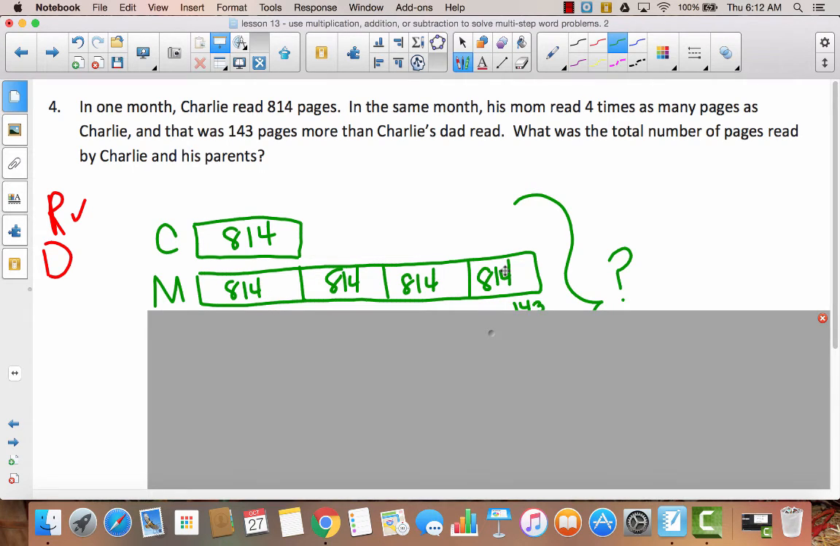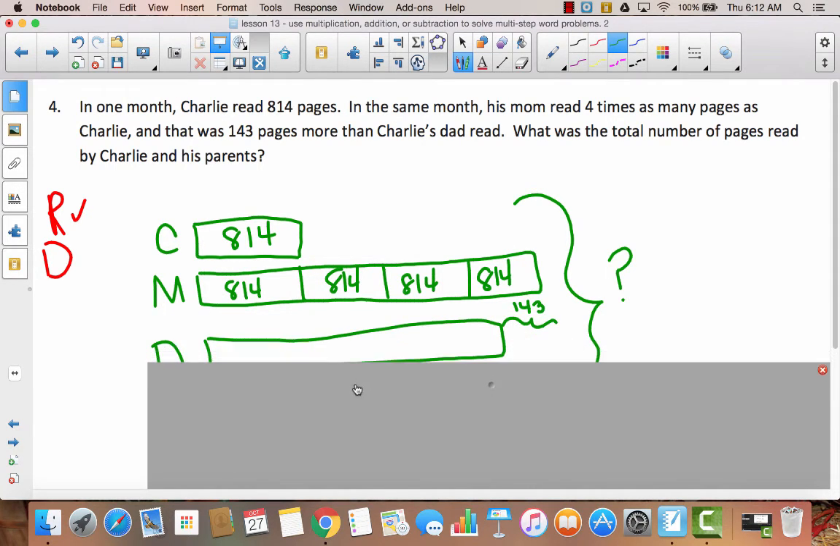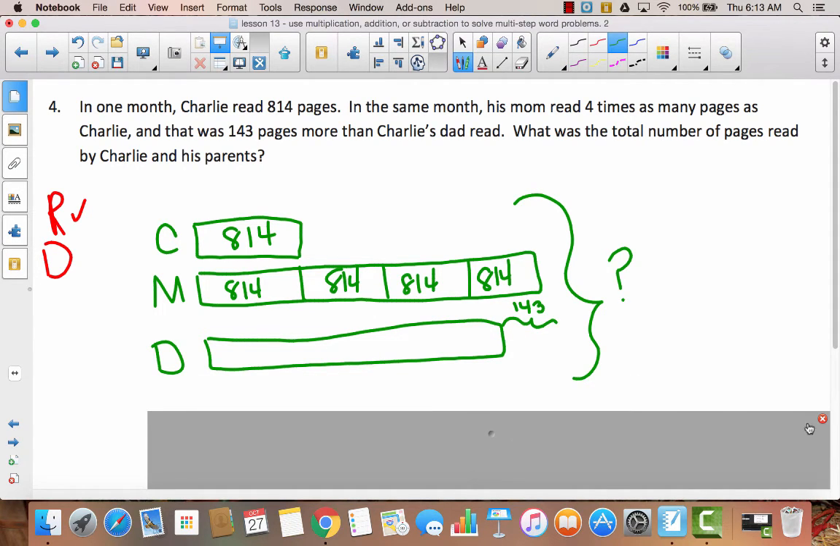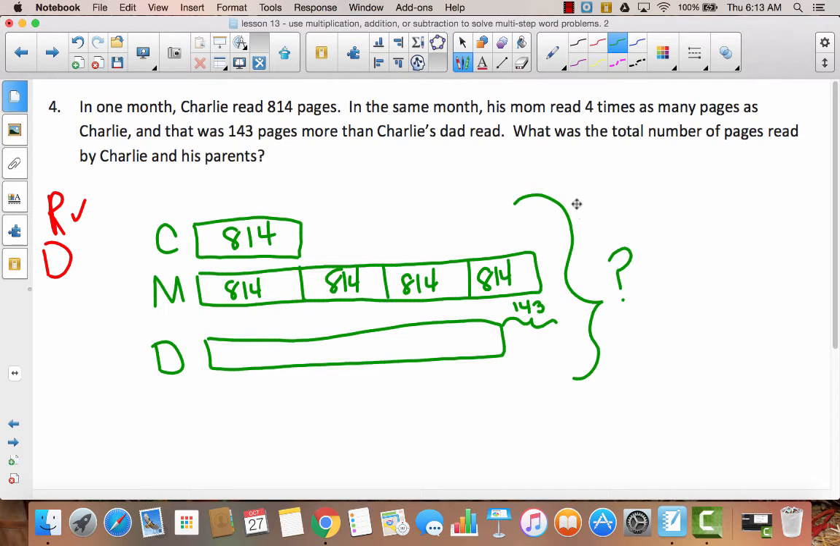Now the wording was a little bit confusing when it said, and that was 143 pages more than Charlie's dad. But what that means is mom read 143 pages more than dad. So I made dad's box a little bit smaller, and the difference between dad's box and mom's box is 143 pages. And then the question is asking for the total number of pages. So that's why I put my question mark out here at the end to show that I wanted to combine all of these together. Now, this is going to be a multi-step problem.